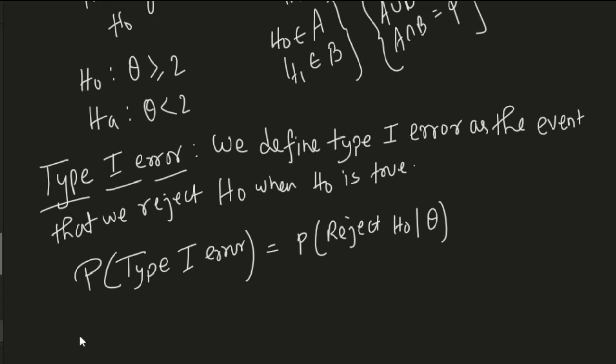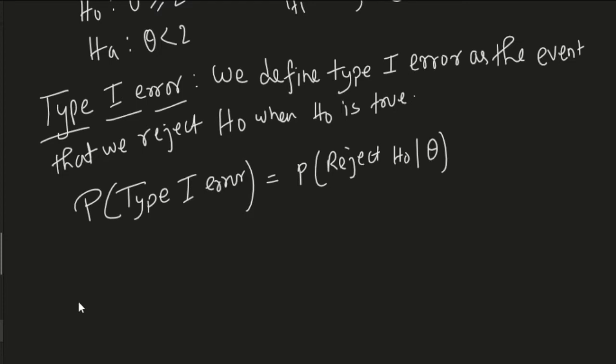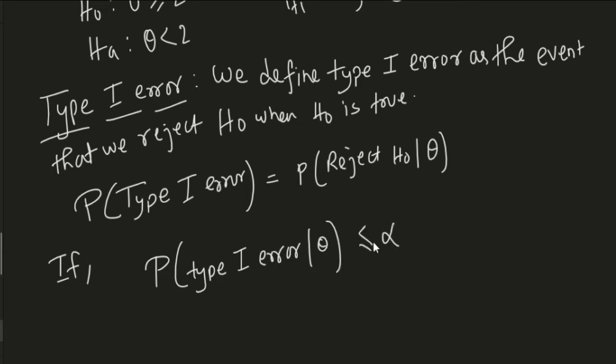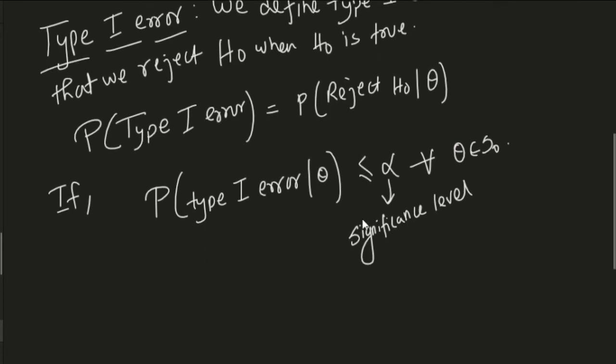Now, one more thing is the level of significance, or significance level, which is usually denoted by alpha. So we set a significance level beforehand for our test, and we say that if... okay. Obviously this is what we call the type 1 error. So the probability of type 1 error given theta, if it is less than or equal to alpha, which is the significance level, this usually gives us that the test is significant and we should proceed with it.